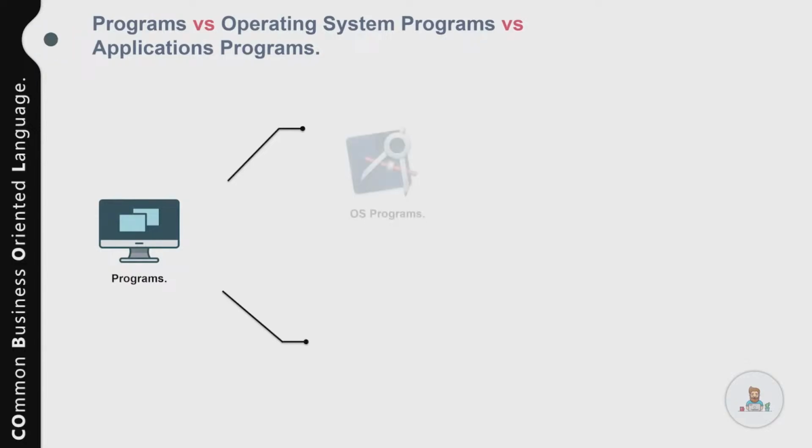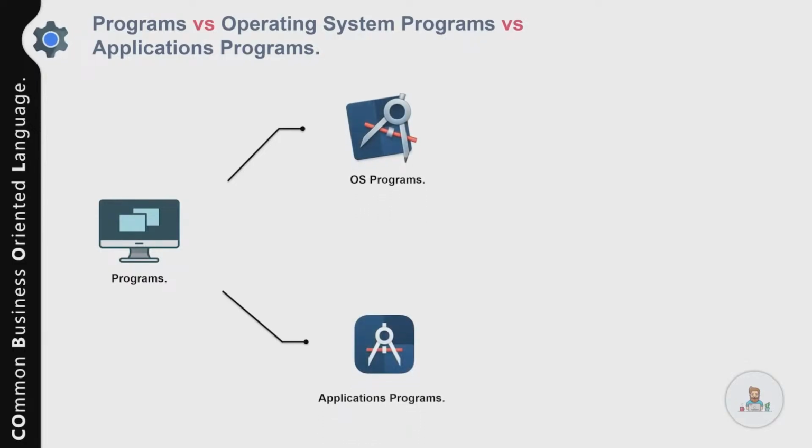Now in the next section, we'll try to understand the basic difference between three important terms. The first one is program, the second one is operating system program, and the third one is application program, because we will be using these terms interchangeably throughout this course. So the first one is program. A program is a set of instructions that enable a computer to process data, and you can use various high-level languages to write these programs.